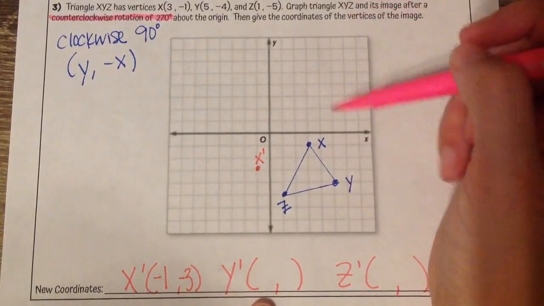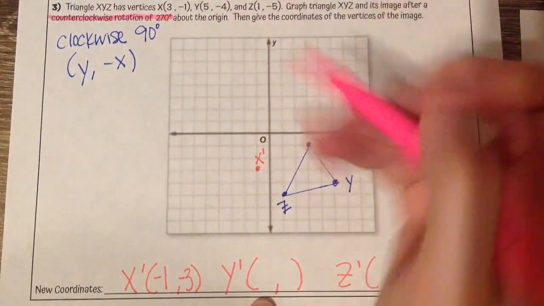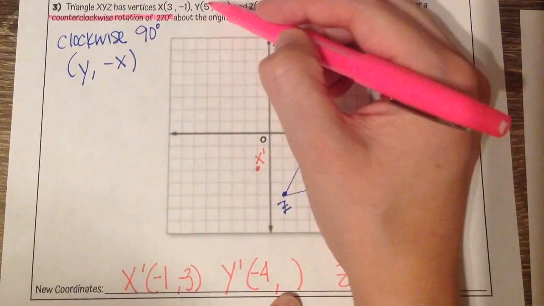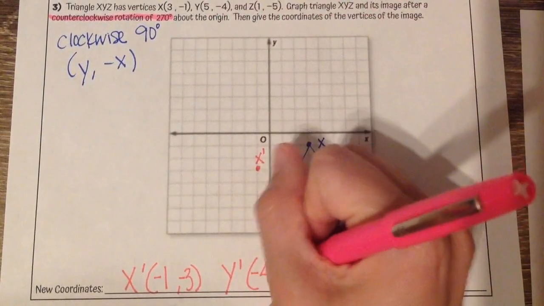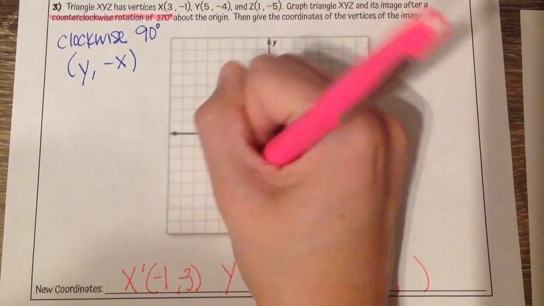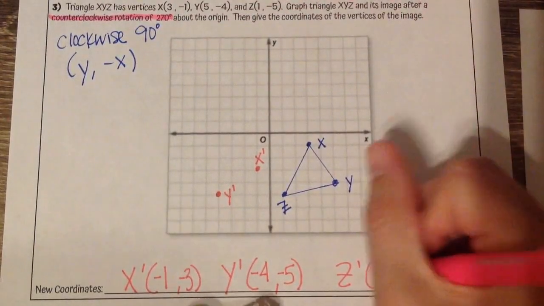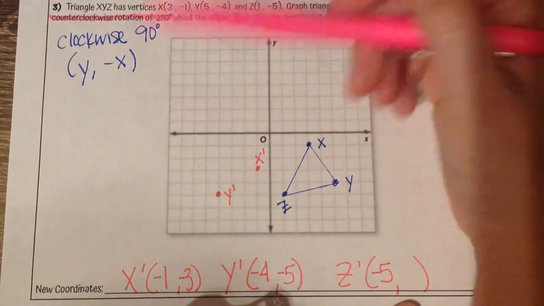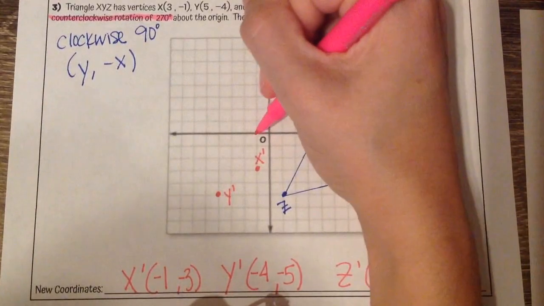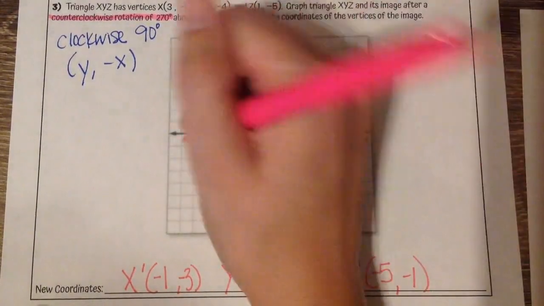For the y, our new x value is the original y, which is -4, and our new y value is the opposite of the original x, so the opposite of 5, which is -5. And then for z, we need the original y, which is -5. That's going to go in our x coordinate. And our y coordinate is going to be the opposite of the original x, so the opposite of 1 is -1. So -5, 1, 2, 3, 4, 5, -1 for z.